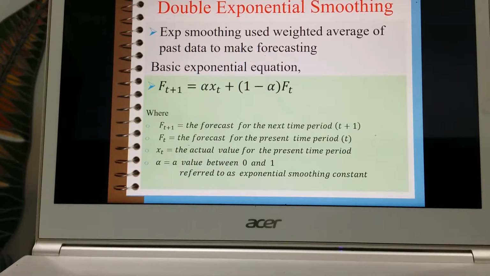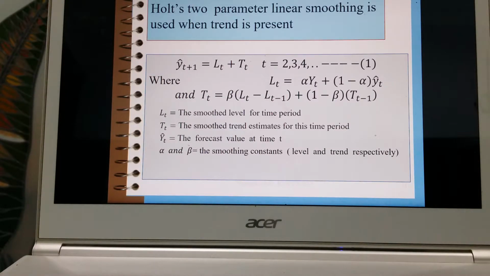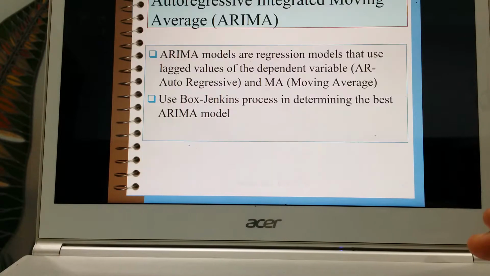The second model is the double exponential smoothing. Exponential smoothing basically uses a weighted average of past data to make forecasts. So the basic exponential equation is as shown in the slide. We are going to use double exponential smoothing, that is Holt's two-parameter linear smoothing. This is better to be used when a trend is present. So the equation is as given in the slide.